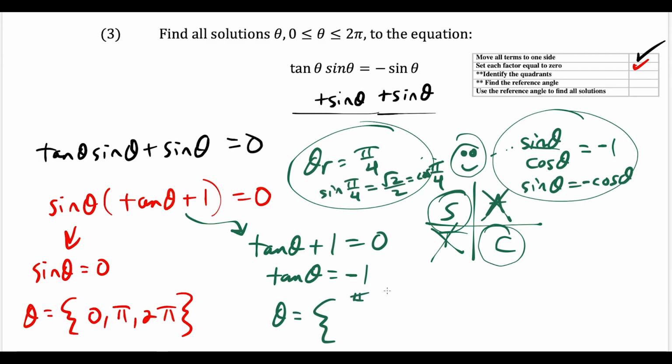We have a quadrant 2 solution. So we're doing pi minus pi over 4. And if you do pi minus pi over 4, that's going to be 3 pi over 4. And now we have a quadrant 4 solution. So that we would find by doing 2 pi minus pi over 4. And that would give us 7 pi over 4.